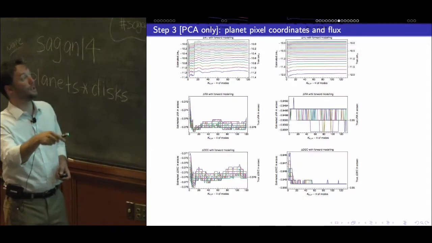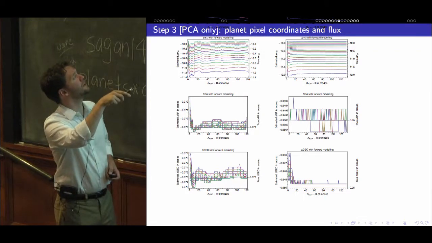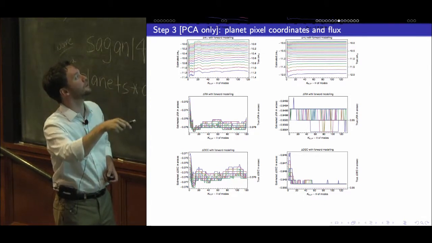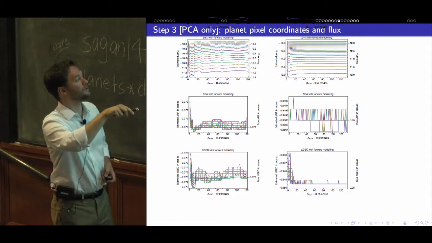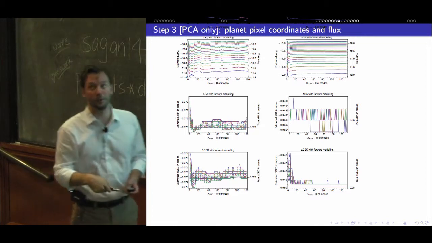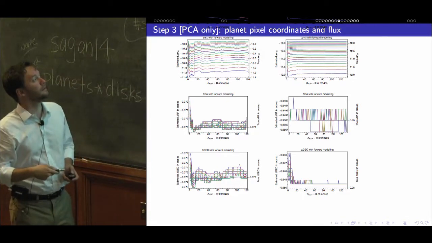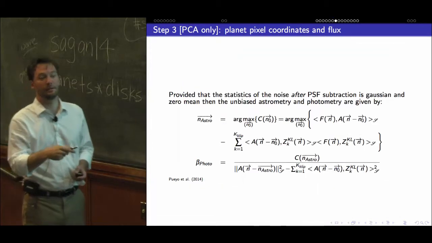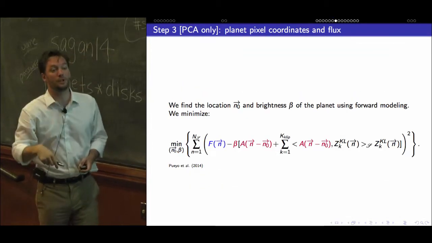And for the astrometry, it's the same story. I think this is the difference in pixels, in arcseconds for P1640, between the location where I injected it and where it's being measured for different modes. Now, if you go back here, this is a least square estimator. So that only works if the noise in your residual image is Gaussian zero mean.